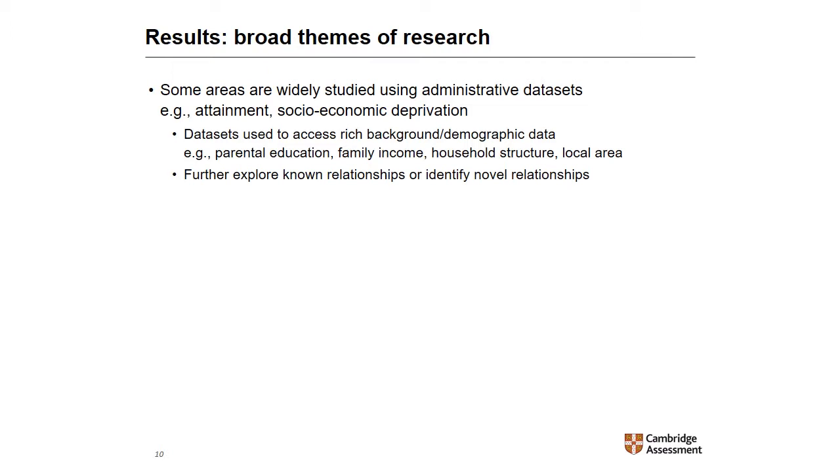So the longitudinal survey datasets were used to access the really rich background data, the demographic data. And this was things like parental education, family income, and so on. And these new variables were used to further explore relationships that are already known about, or even to look at completely new relationships. For example, the paper I mentioned looking at the effects of extracurricular activities. Those kinds of things wouldn't necessarily be possible using administrative data.